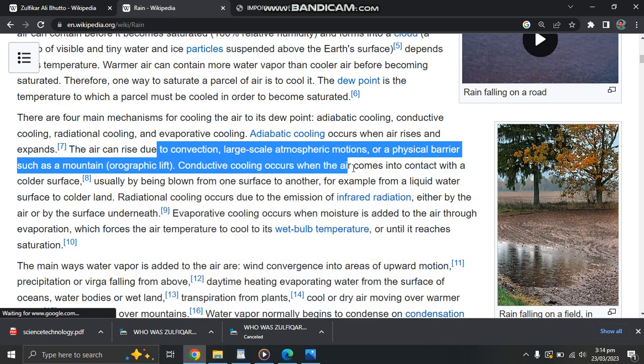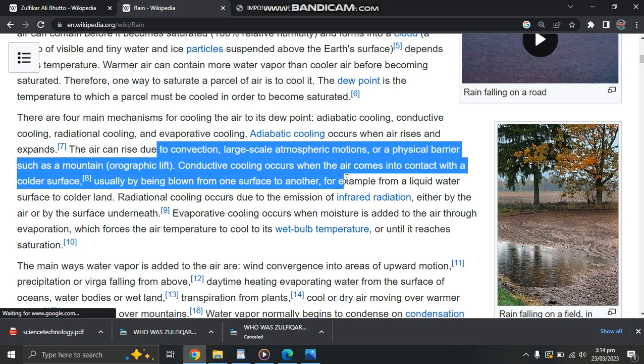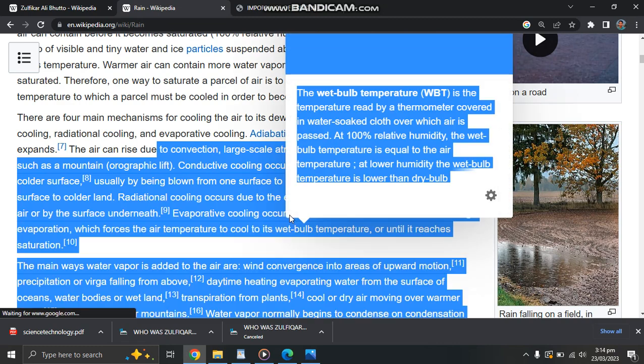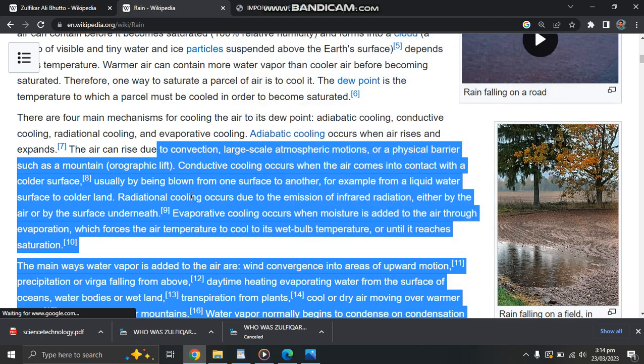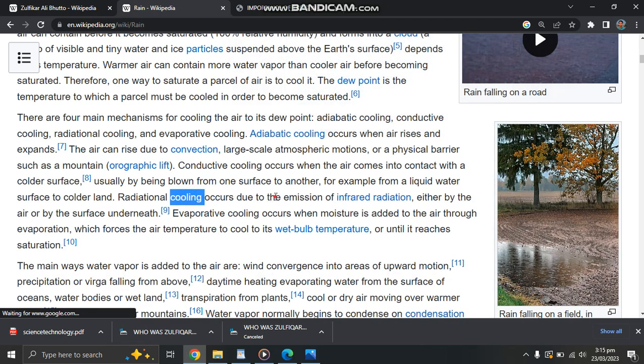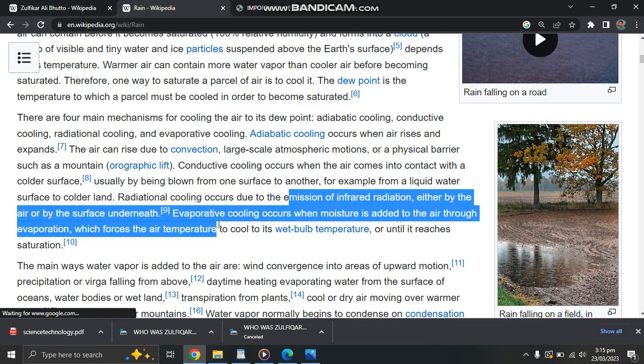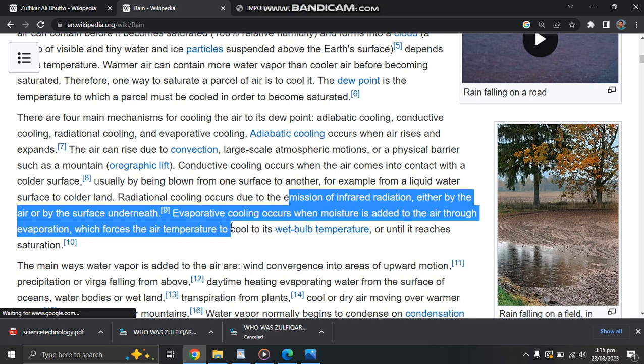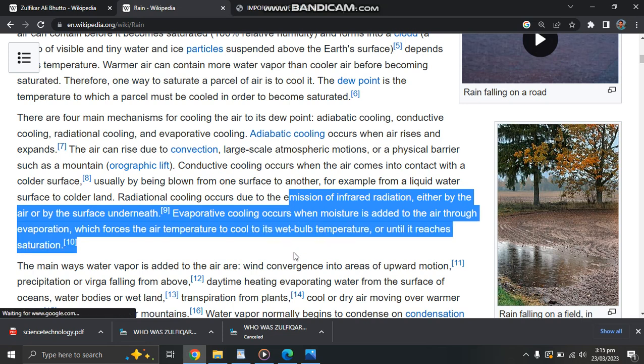Conductive cooling occurs when the air comes into contact with a cooler surface, usually by being blown from one surface to another, for example from a liquid water surface to cooler land. Radiative cooling occurs due to the emission of infrared radiation, either by the air or by the surface underneath. Evaporative cooling occurs when moisture is added to the air through evaporation, which forces the air temperature to cool to the wet-bulb temperature until it reaches saturation.